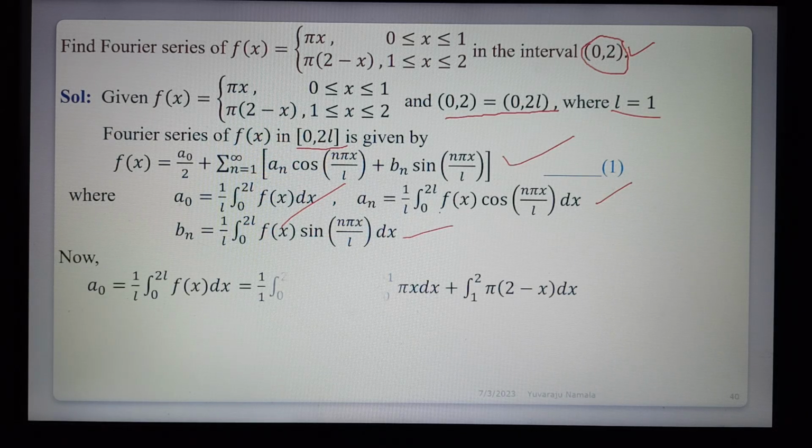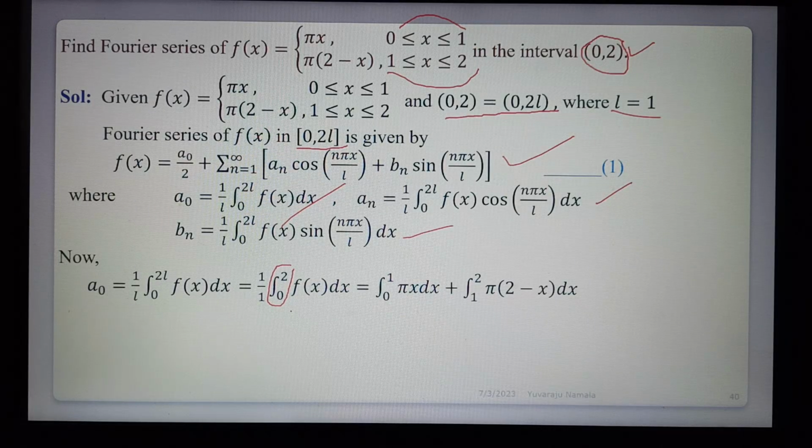a naught is equal to 1 by l into the integration from 0 to 2l of f(x) dx. Here l is equal to 1, so the integration is from 0 to 2 of f(x) dx. But the given function on (0, 2) is defined in two cases, with the discontinuity point between 0 to 1 and 1 to 2. So the integration is also separate.